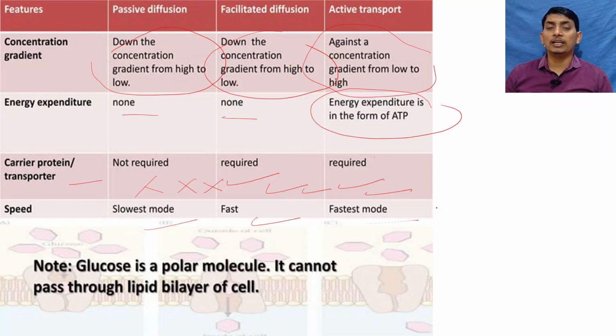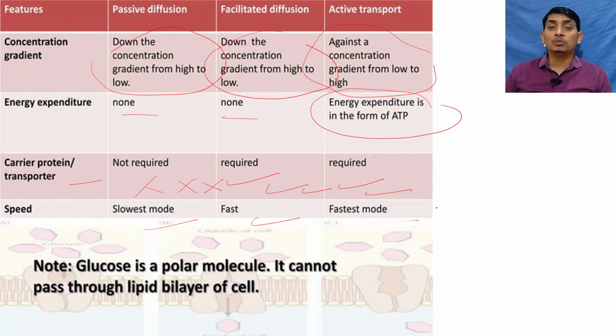Absorption takes place by three processes. One is simple diffusion, where molecules like monosaccharides are moving from our intestinal lumen to blood circulation, from higher concentration to lower, without carrier molecule and without ATP. In facilitated diffusion, we discussed that the molecules are moving from higher to lower without ATP, but require a carrier molecule known as protein. So some transporters are required which help to transport from higher to lower.